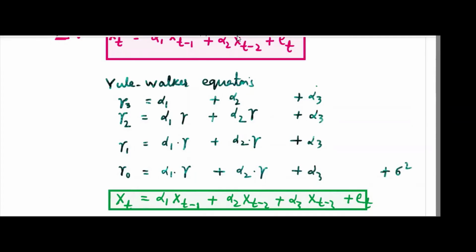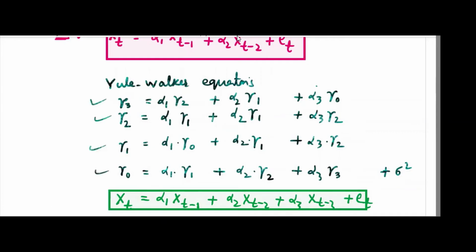Now you start with 3. You have to write 2 here, 1 here, 0. Start with 2. 1 minus 1 is 1, minus 2 is 2. Then 1, 0, minus 1, minus 2 is 2. 0 minus 1 is 1, minus 2 is 2. Then minus 3 is 3. Okay, sigma square. These are the 4 equations.